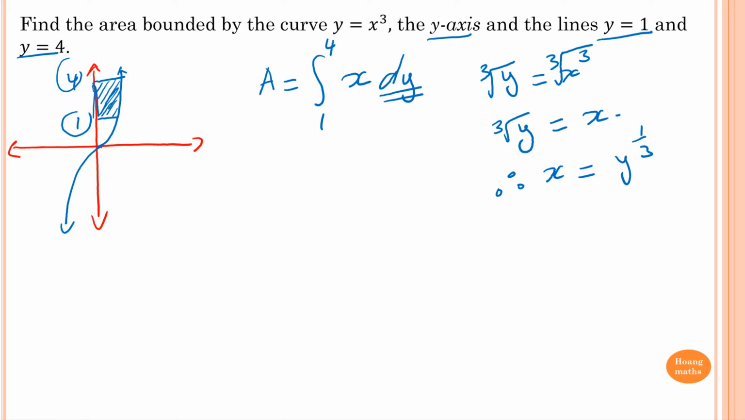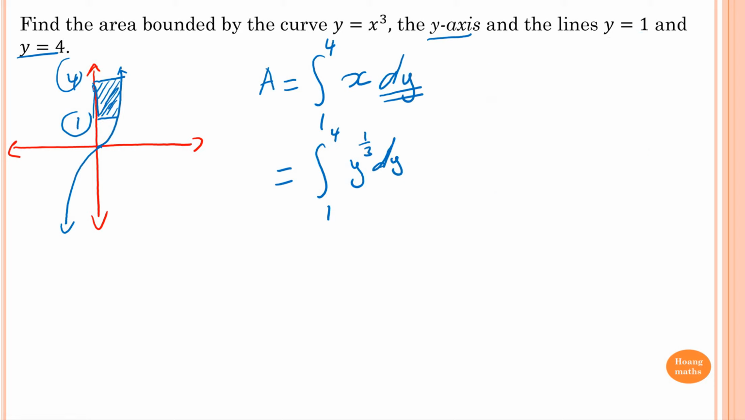Therefore, the area gives me the integral from 1 to 4 of y power a third dy. To integrate this, add 1/3 to 1, which is 1/3 plus 1, so 4 over 3. Divided by 4 over 3, we just flip it, so it becomes times 3 over 4, which is 3 over 4 of that. And then of course, it's from 1 to 4.